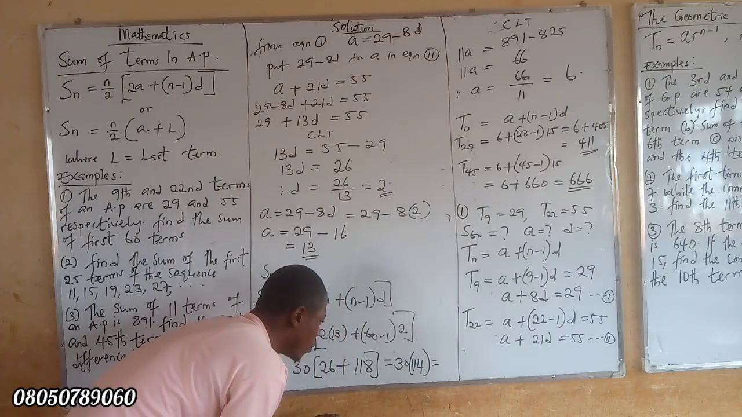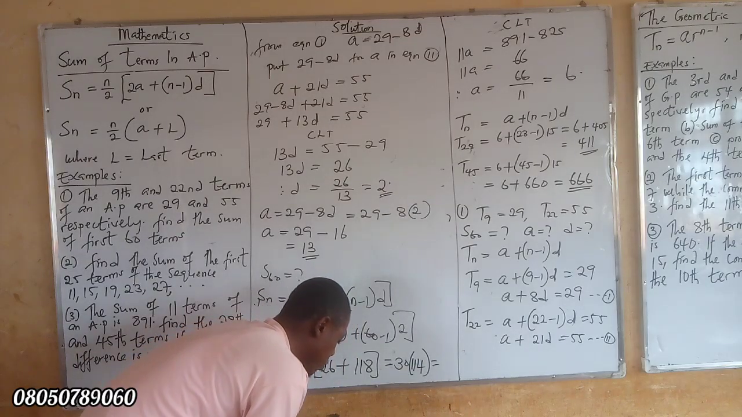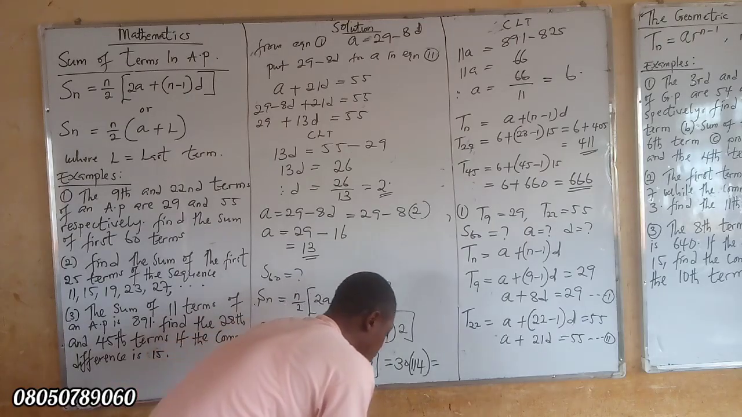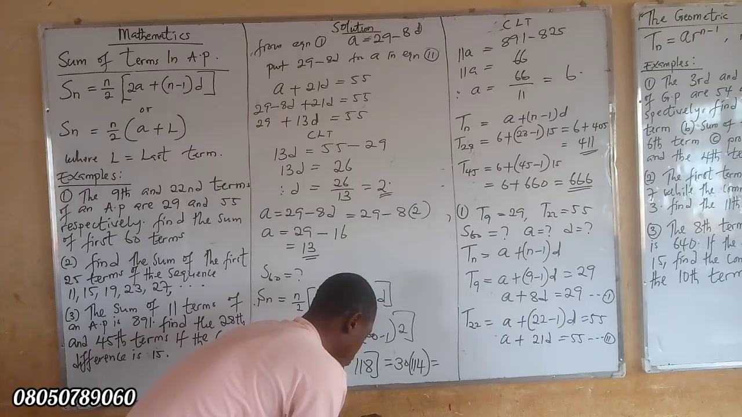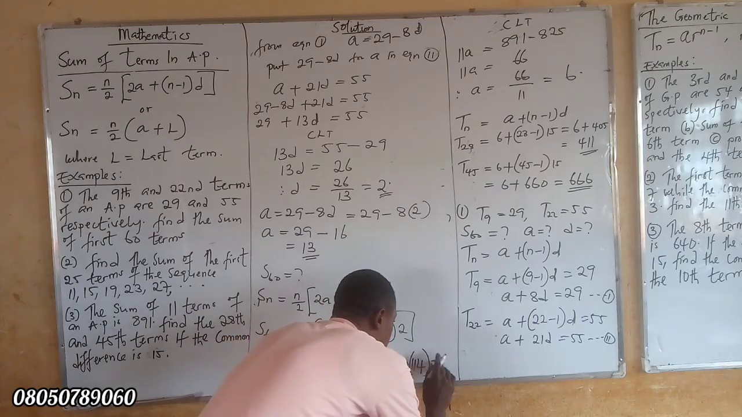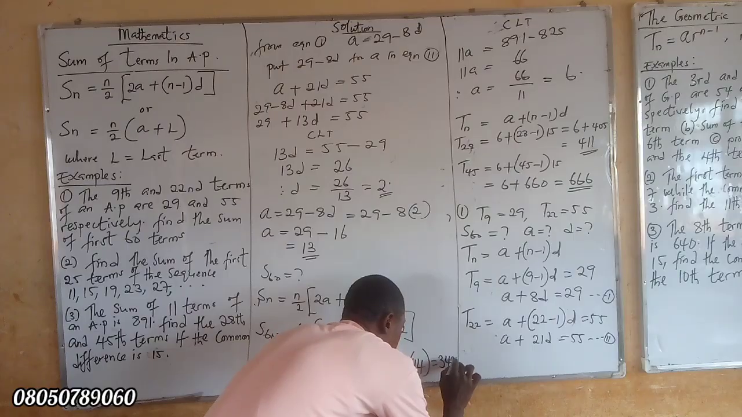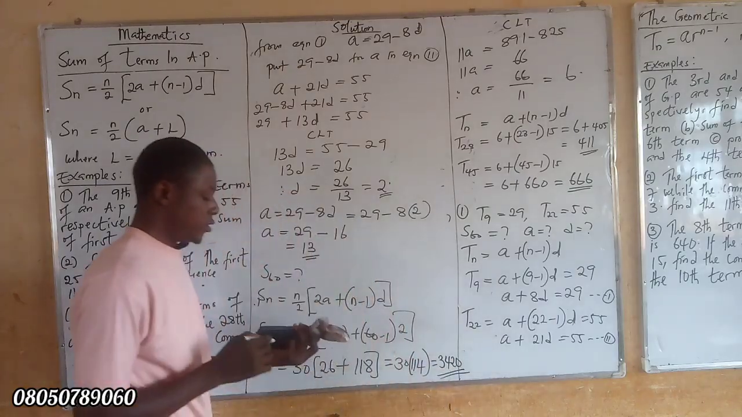30 times 144 is going to give us 4320, which is the sum.